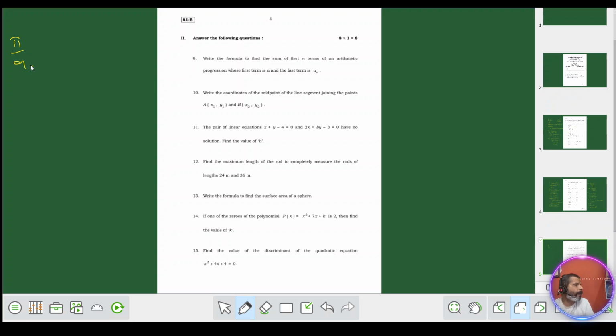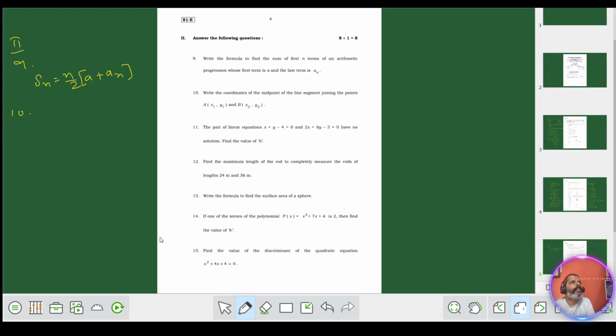Ninth question. Write the formula to find the sum of first n terms of the arithmetic progression whose first term is a, last term is an. So there are two formulas for the sum of n terms. Write the one they asked actually. Sn is equal to n by 2 times (a plus an). This is what they want.